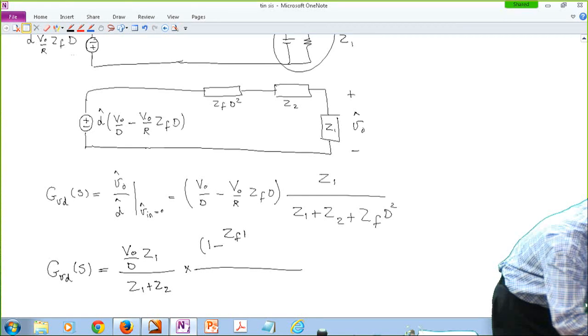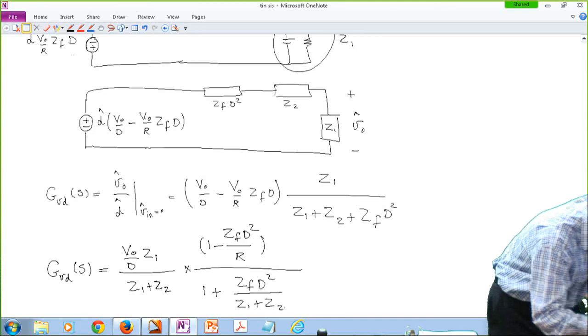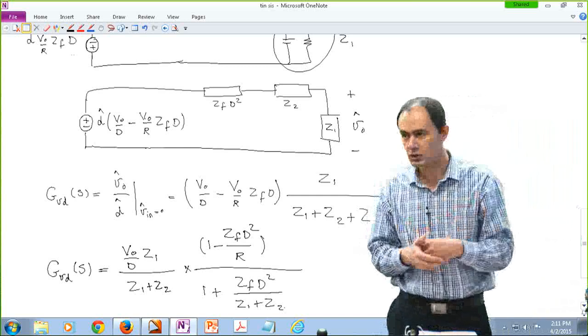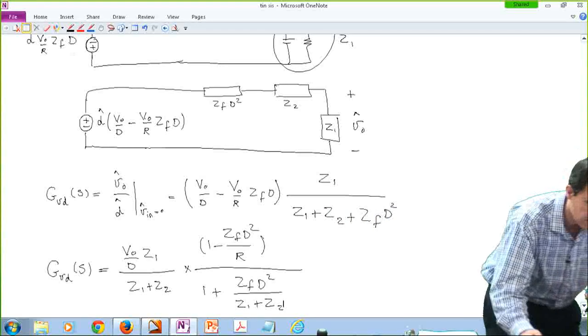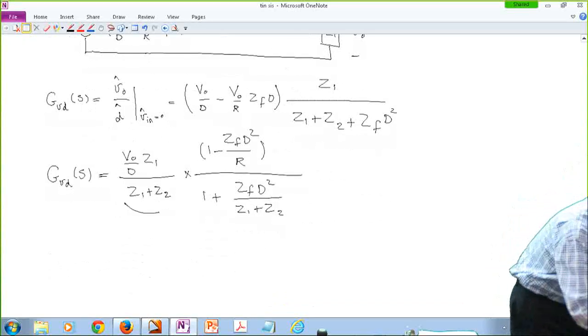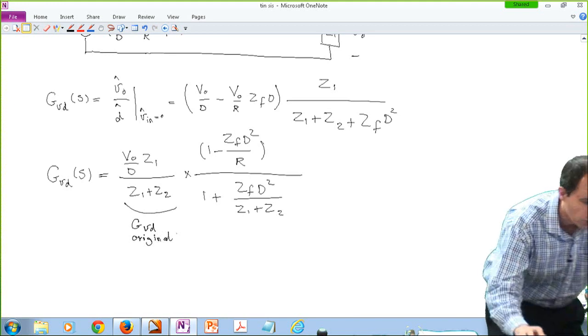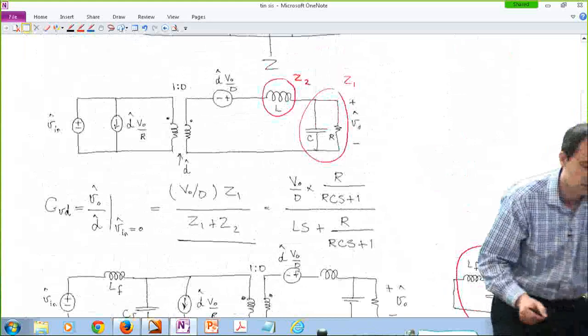Yes. Oh, I missed the first few minutes, so I couldn't understand the conversion between the first to second circuit. Could you... All right, I'm going to explain it again. ZFD squared, Z1 plus Z2. Okay, so what I did on the last line is I'm factoring out the part of the transfer function that I'm familiar with. As it turns out, this is nothing but our original GVD, which is when we don't even have an input filter. So this is basically what we had over here, the original one.